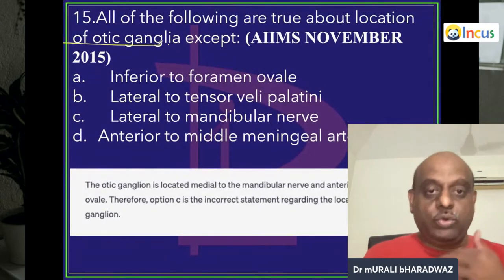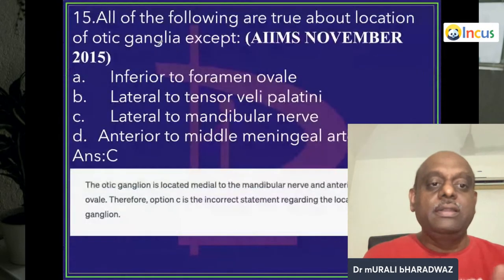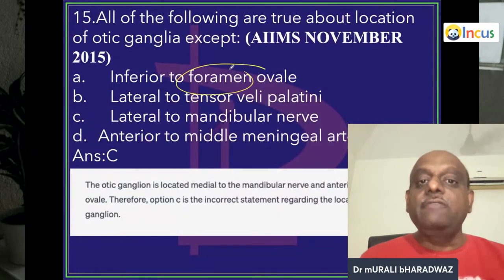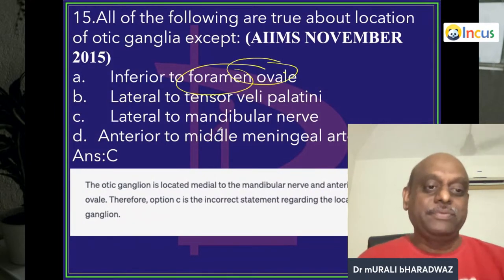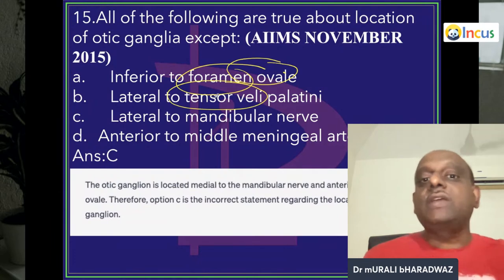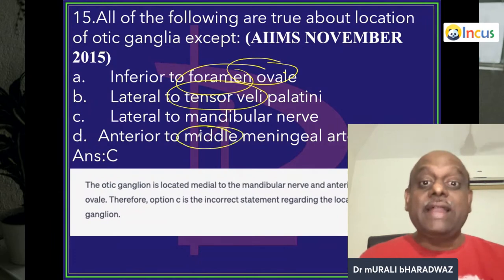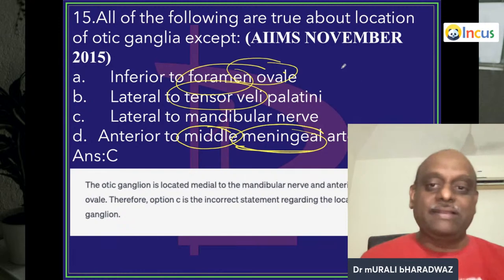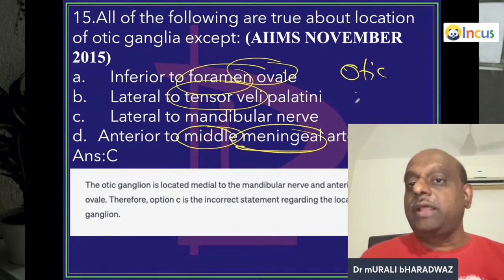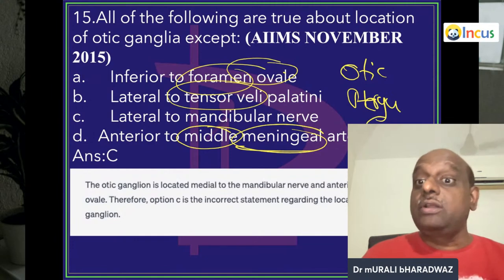With regard to the otic ganglion, it is inferior to foramen ovale. It is lateral to tensor veli palatini. It is anterior to middle meningeal artery. So otic ganglion, pterygopalatine ganglion, Gasserian ganglion, ciliary ganglion.